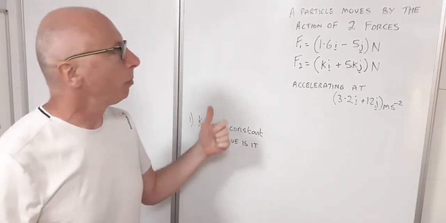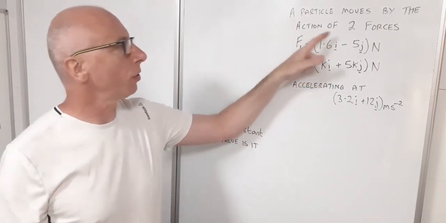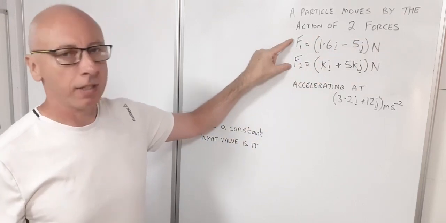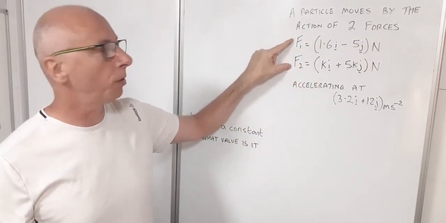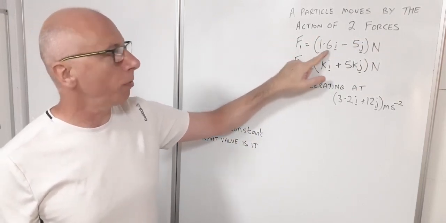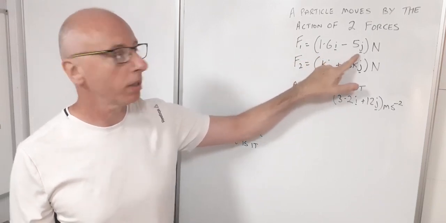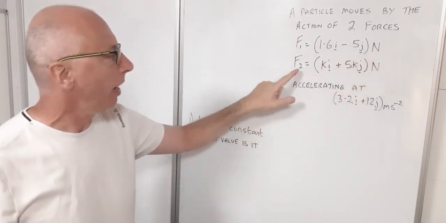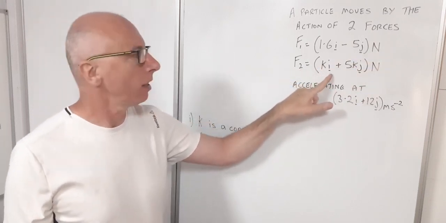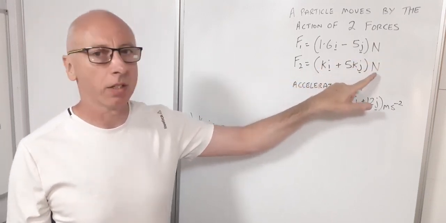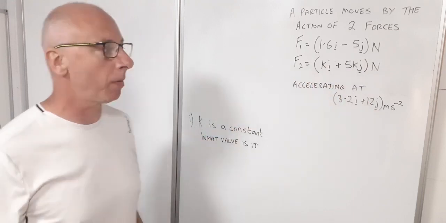So in this question, we've got a particle which moves by the action of two forces. Now they're listed here in vector form. So force 1 is 1.6i minus 5j, so that's the i and j components, and it's in newtons. And force 2 is ki plus 5kj newtons, so that's the two components for that one.